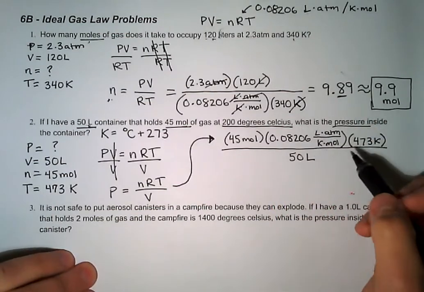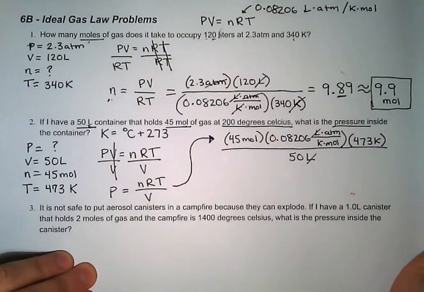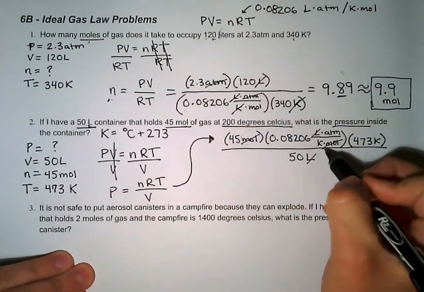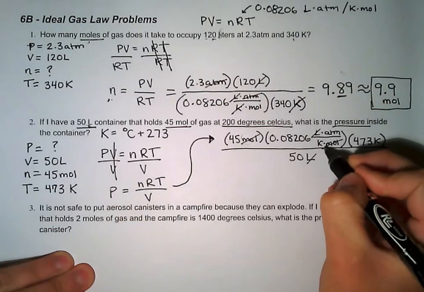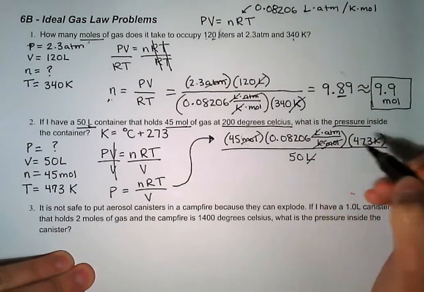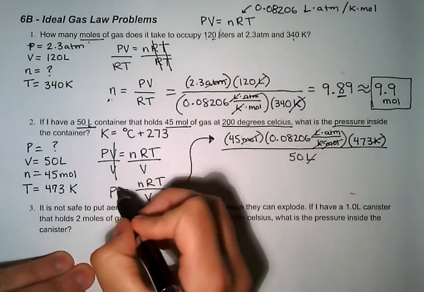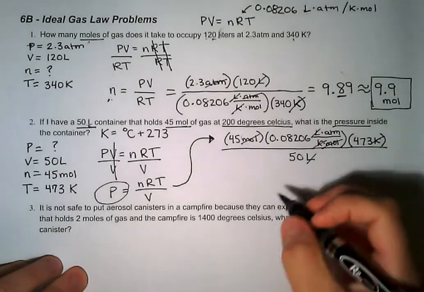So let's look at our units first. We have liters on top, liters on bottom, those will cancel out. We have moles in the denominator and moles in the numerator, so the moles will cancel. And then we have Kelvin in the numerator and Kelvin in the denominator, so our Kelvin will also cancel out, which just leaves us with ATMs, which does make sense because we were looking for a pressure. And ATMs are a unit of pressure.